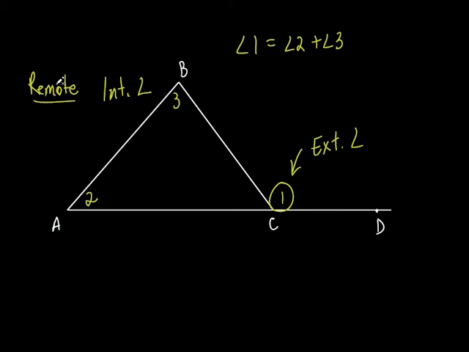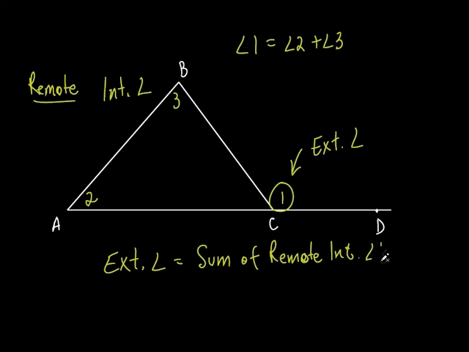Remote means you're farther away, remote control, or if you live in a remote part of town, you live far away from the town. So these are called remote interior angles. Remote, why? Because they're further away from angle 1 than this angle is right there. So what this theorem says is this, that the exterior angle is equal to the sum, there's that word again, means we add up, the sum of the two remote interior angles. All right, so that's what our theorem says right there.